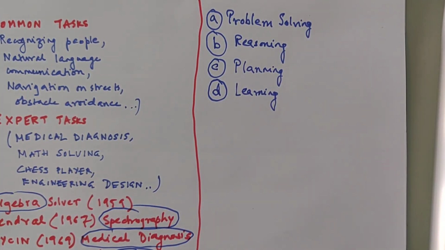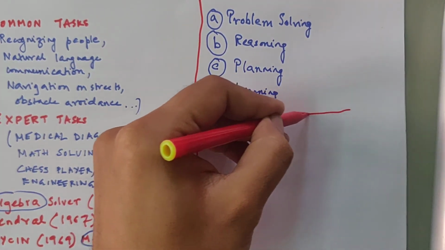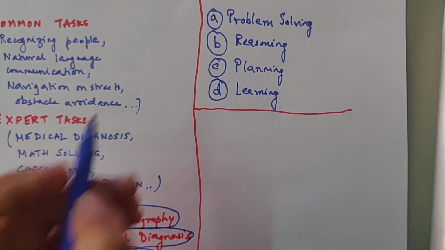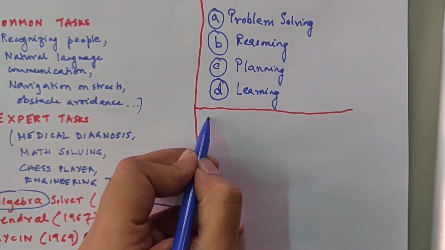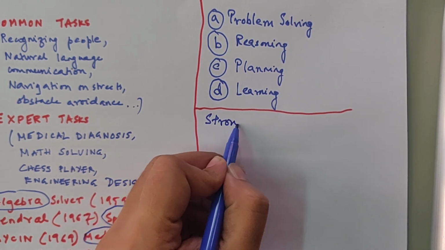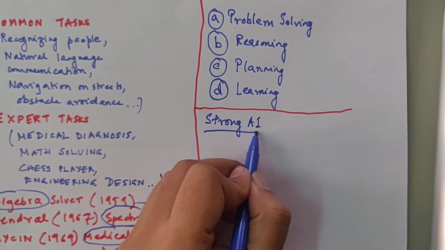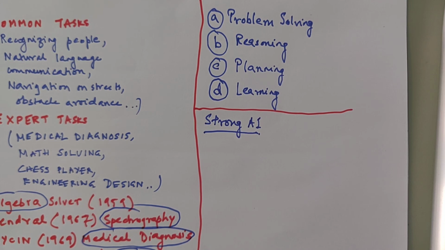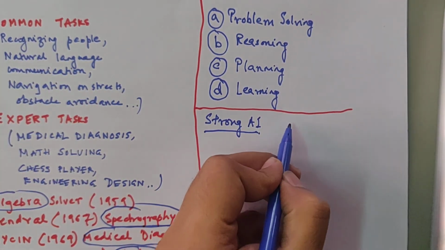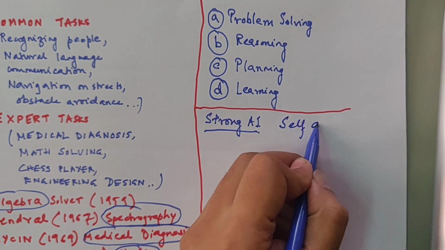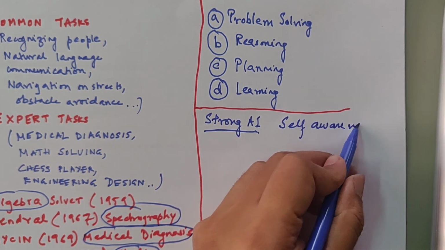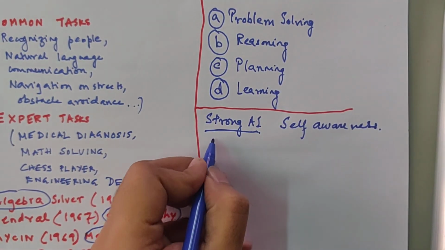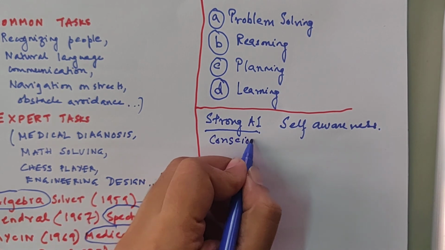So there are two main approaches to AI. What are the two main approaches? One is called strong AI. What is strong AI? Strong AI is really a sci-fi thing. Strong AI has got self-awareness, or I should say a very philosophical term, consciousness.